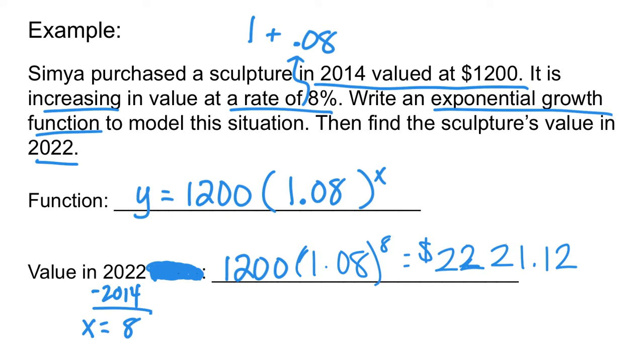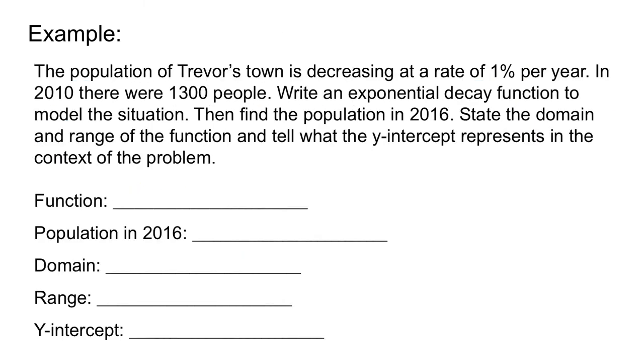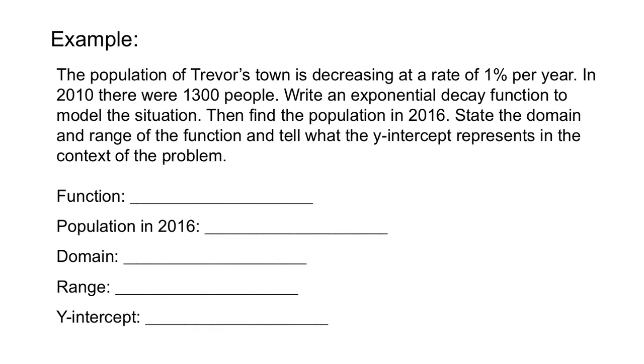All right. Let's look at another one now that's going to be decreasing. It says the population of Trevorstown is decreasing at a rate of 1% per year. So we know it's going to be exponential decay. Here's my rate. In 2010, there were 1,300 people. Write an exponential decay function to model this, and then they ask us to find the population in 2016 and describe the domain and range and the y-intercept of all of this.